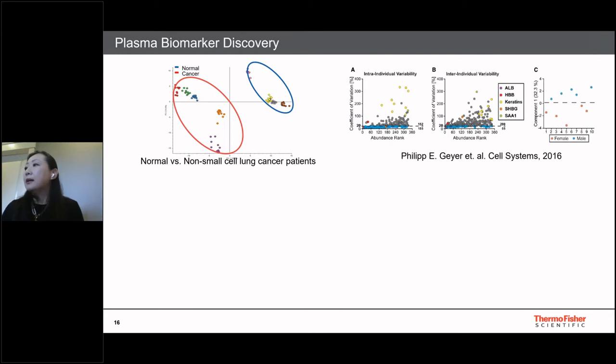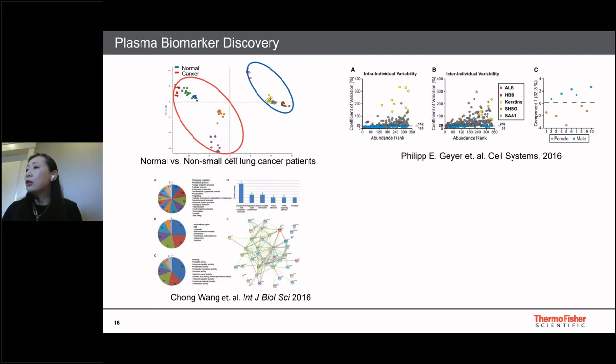In this study, they used the plasma protein profiling data to examine the inter- and intra-individual, as well as the gender variability among different plasma proteins. Plasma biomarkers can also be useful for diagnosis of infectious disease, such as multi-drug resistant tuberculosis. Potential biomarkers can be further analyzed by the biological function and connectivity of those proteins.